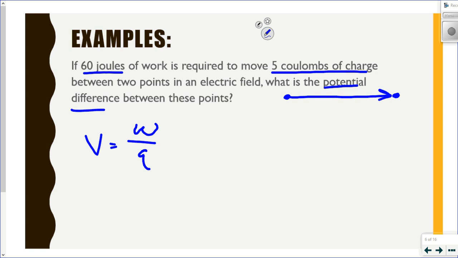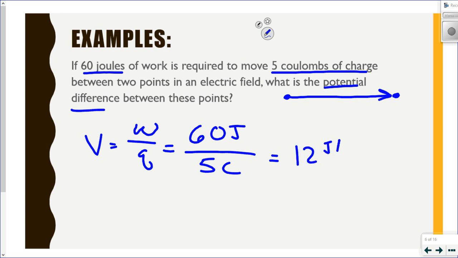And I know V is work over Q, so I'm going to put in my 60 joules of work over the charge. We've got 5 coulombs of charge. If you divide those out, you're going to end up with 12 joules per coulomb, which we also know is 12 volts.